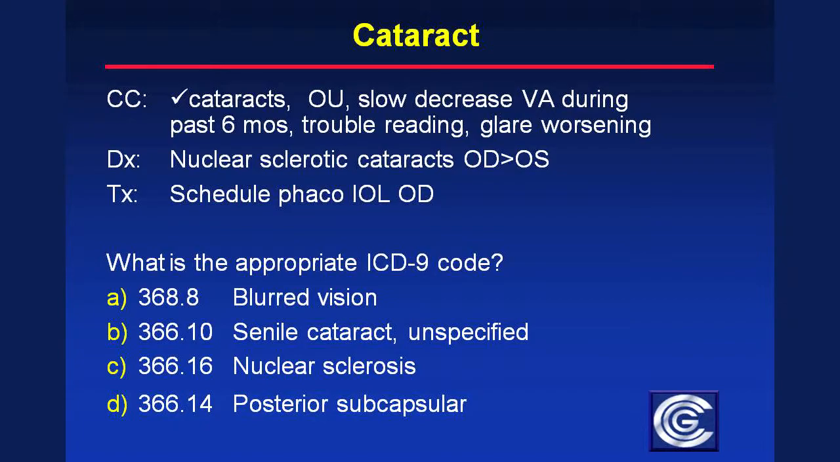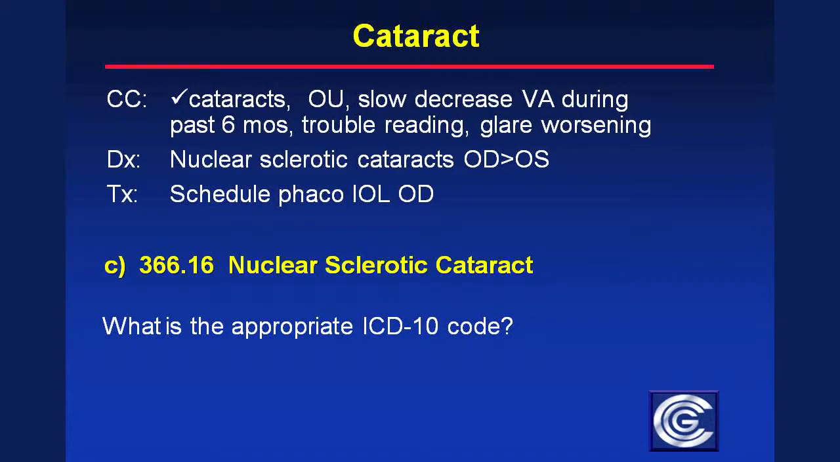To illustrate how to find a code, we start with a straightforward case involving cataract. Within the ICD-9 system, what is the appropriate code? A, 368.8, blurred vision. B, 366.10, senile cataract unspecified. C, 366.16, nuclear sclerosis. D, 366.14, posterior subcapsular.